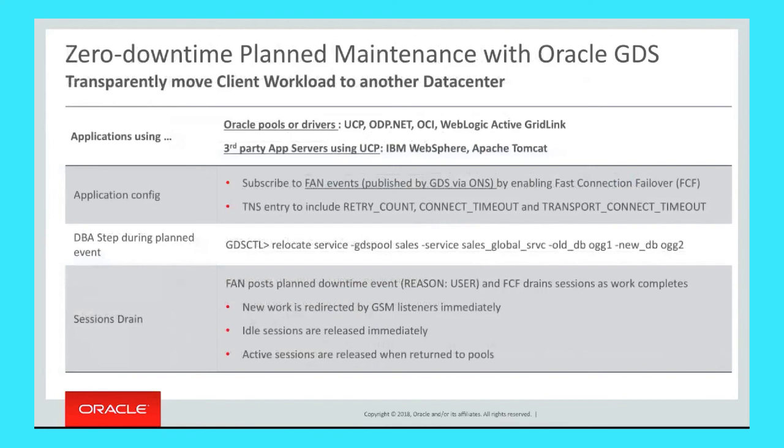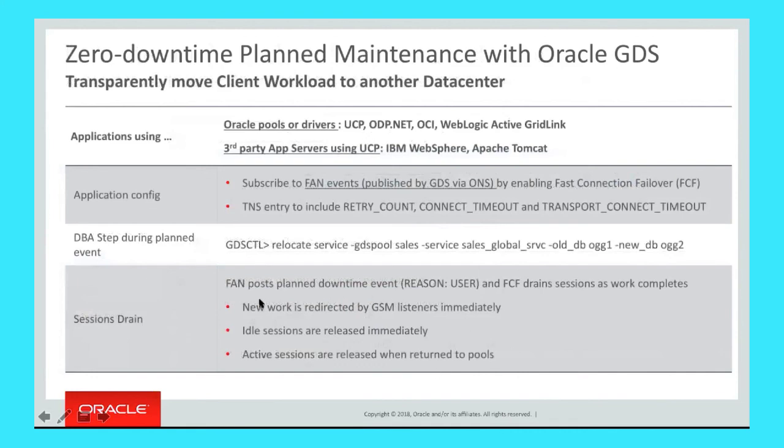What I would do is patch OGG2, the second database, right? And then once the patch is applied, I want to move my workload from OGG1 to OGG2. All I would do is run one command from GDS called the relocate service command. I'll specify what's my old database and what's my new database, right? And that's how I relocate my workload from one database to another, or it could be from one data center to another data center, right? To get that, I would have definitely followed the same best practices that we touched upon in the previous slide.